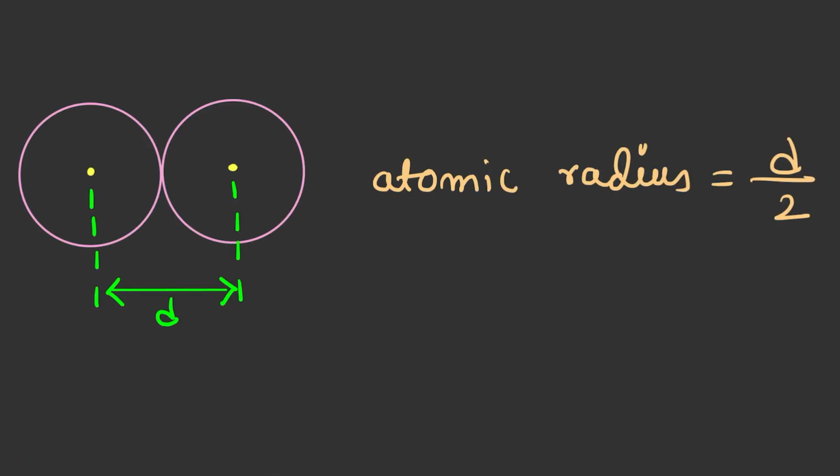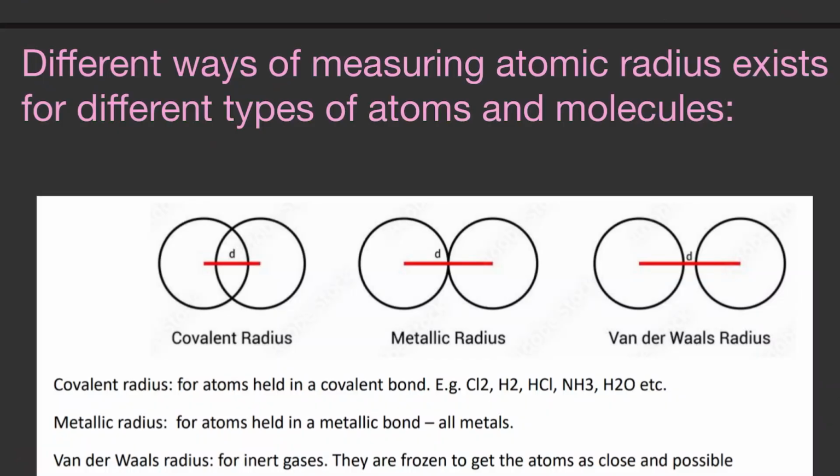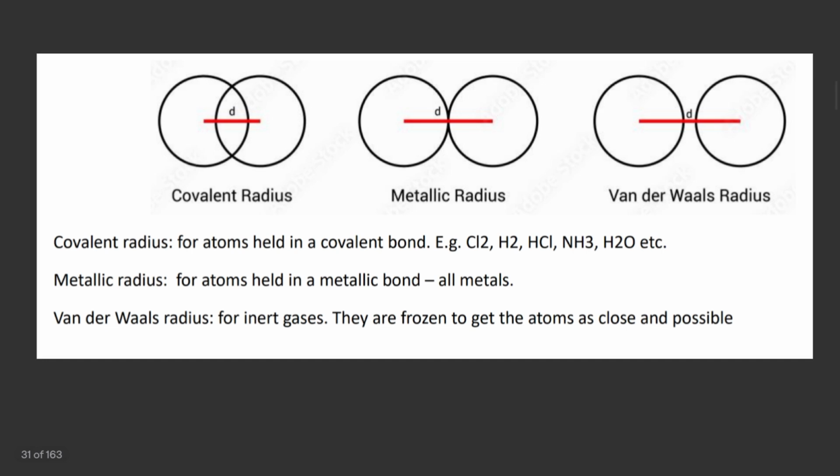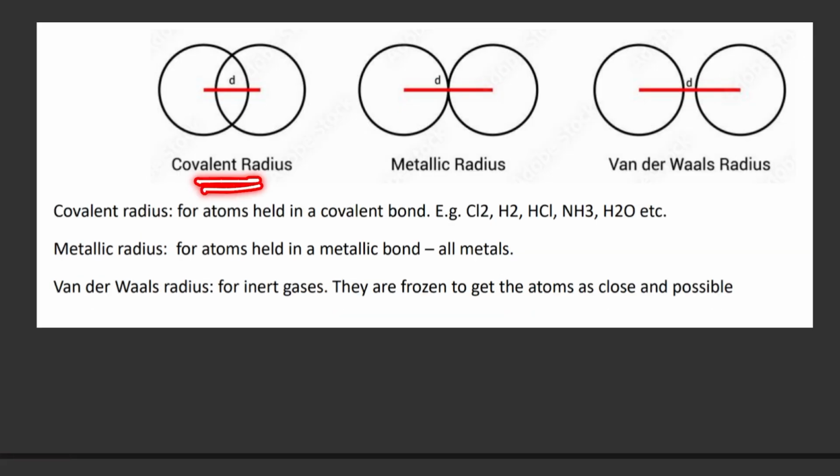We measure the atomic radius as the distance between two nuclei of two atoms held in a covalent bond and divide that distance by 2. We consider that distance as the atomic radius. And by that definition, we can have three types of atomic radius. We can have covalent radius for atoms that are held in a covalent bond, metallic radius for metals, and van der Waals radius for noble gases.